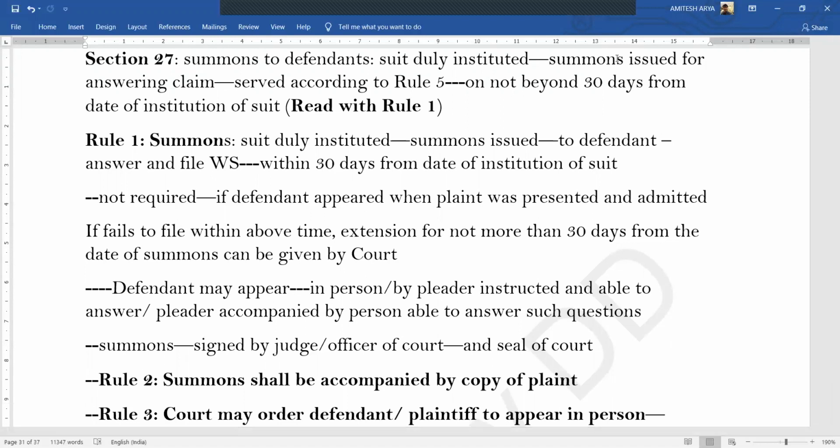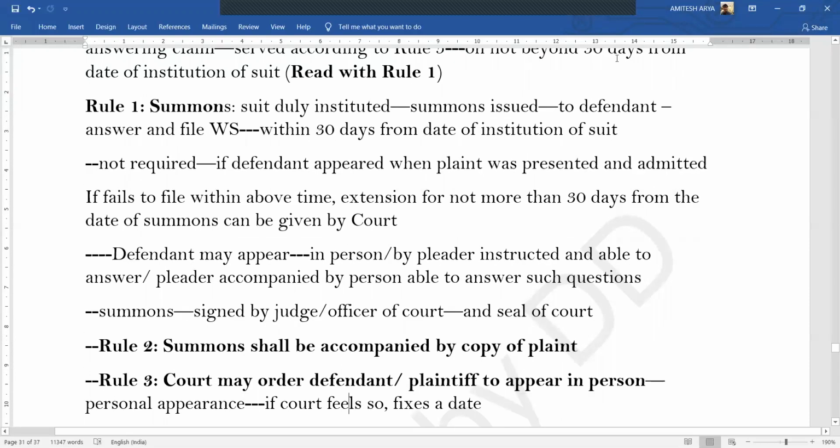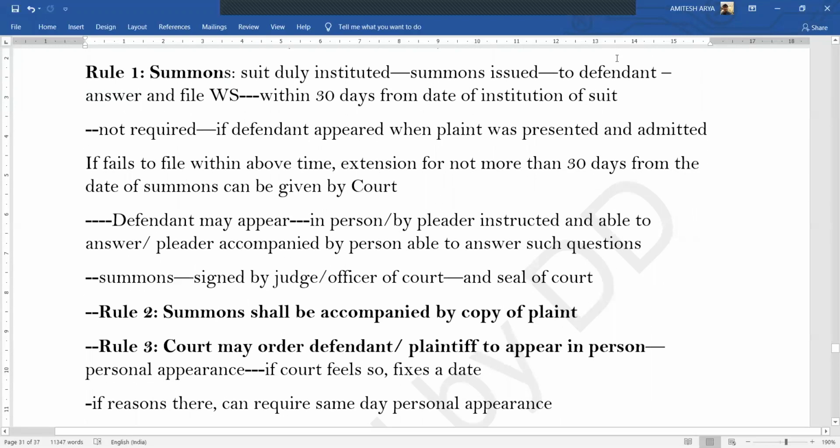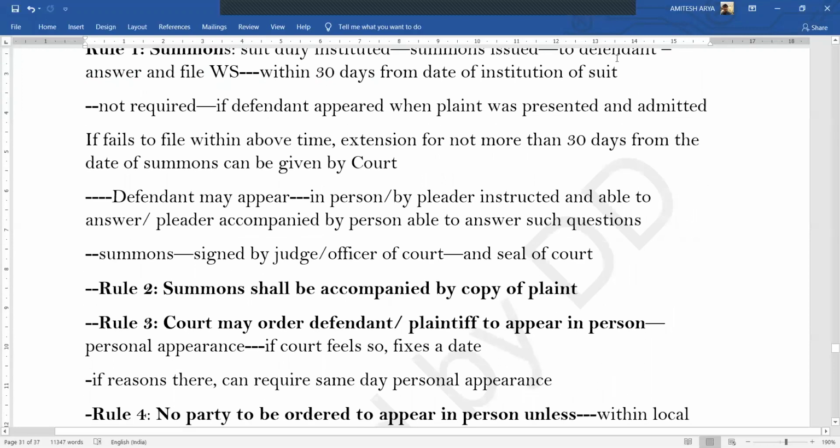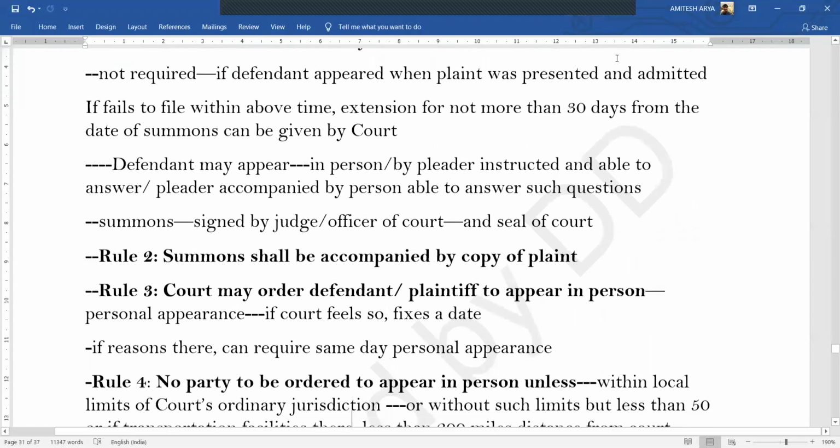Now, Rule 2 is telling that the summons should always be accompanied by a copy of the plaint. Rule 3 is saying that sometimes when the court feels so, it may also order a personal appearance. If it feels that a party's personal appearance is important and just the pleader won't help, then the court may fix a date.